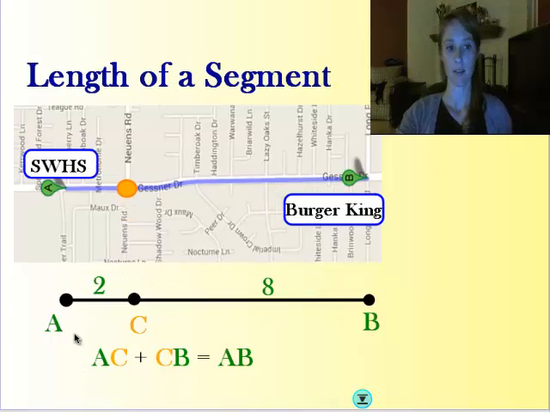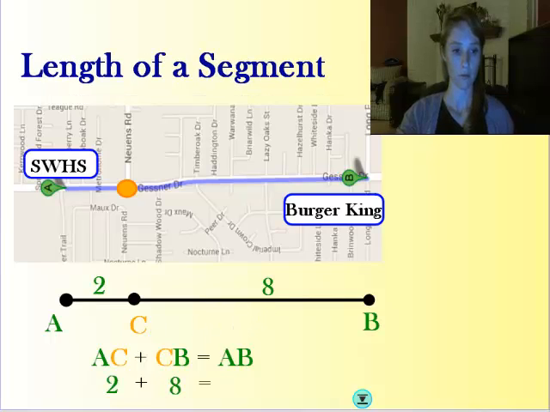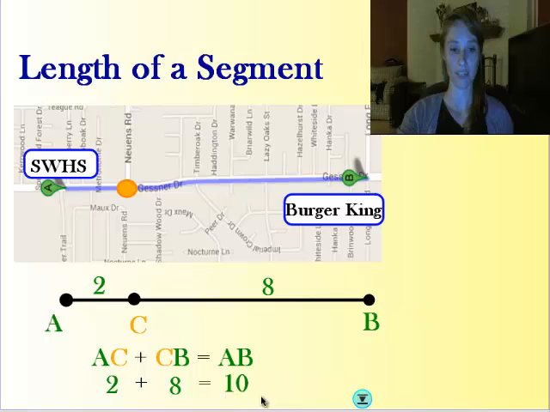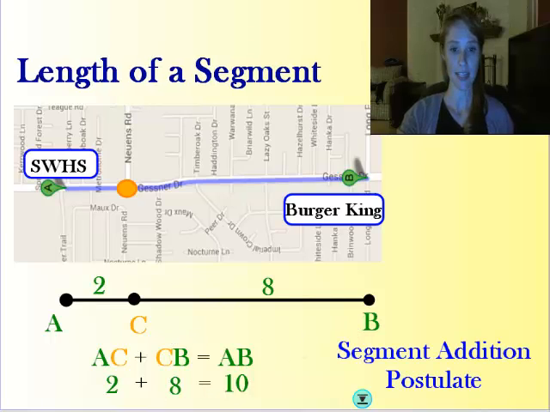Okay, so let's put some values to this. Let's say the length of line segment AC, or the distance you walked from Springwoods to point C, was 2 units. And the length from Burger King to point C, or line segment CB, is 8. Okay, well, all I want to do is add them together. I can add line segment AC, or 2, plus line segment CB, which is 8, and that would give me a total of 10. So the total line segment is just the sum of the 2 line segments put together. Great. This idea is called the segment addition postulate.